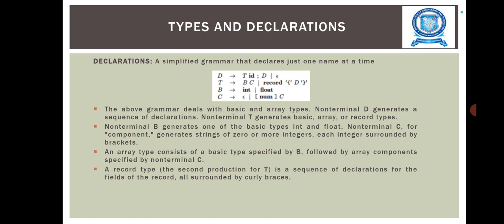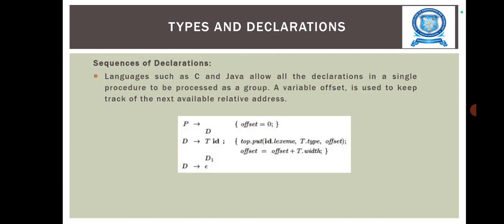An array type consists of a basic type specified by B followed by array components specified by non-terminal C. A record type, the second production for T, is a sequence of declarations for the fields of the record, all surrounded by curly braces. Sequence of declarations. Languages such as C and Java allow all the declarations in a single procedure to be processed as a group. A variable offset is used to keep track of the next available relative address. This is a given example for the sequence of declarations.